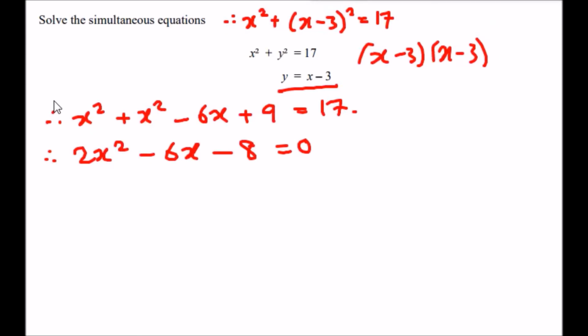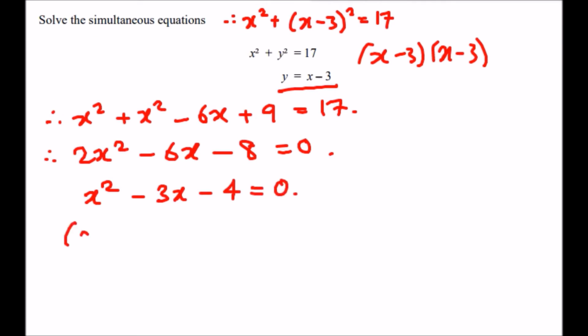And that's it. Usually at this point, you should try and simplify this equation. That is, divide and see if you get any common factors. Notice how all the numbers are even. So you can actually divide this whole equation by 2. So you're going to get x squared minus 3x minus 4, and that should equal 0. Now this is dead easy to factorize.